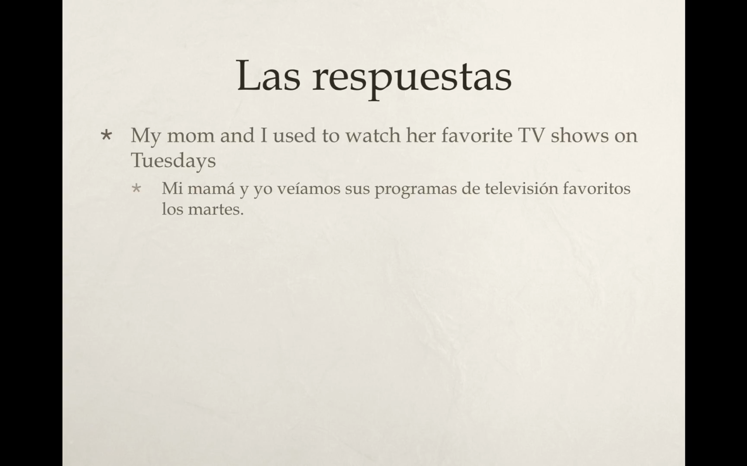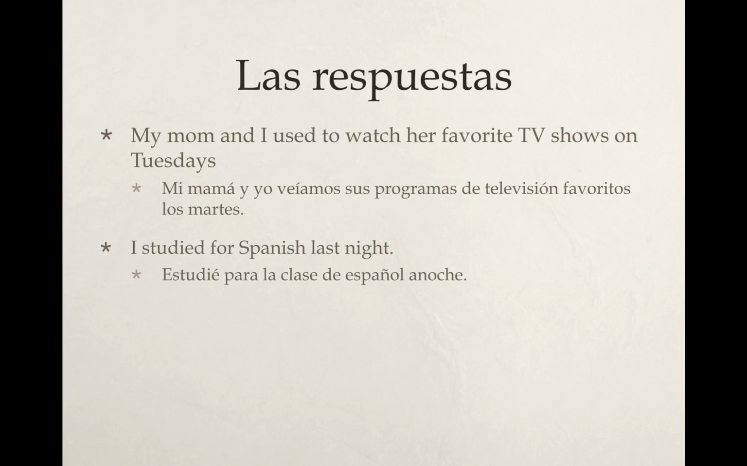Used to watch on Tuesdays. So again, now we have 2 reasons why it's imperfect. We have the used to, which is one of our reasons that we choose imperfect. And then we have this on Tuesdays, or los martes, which is going to be a key word for imperfect.